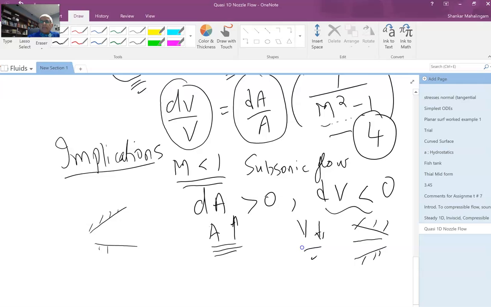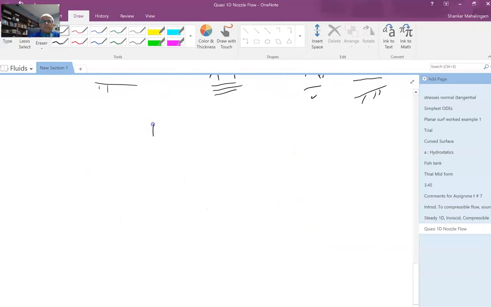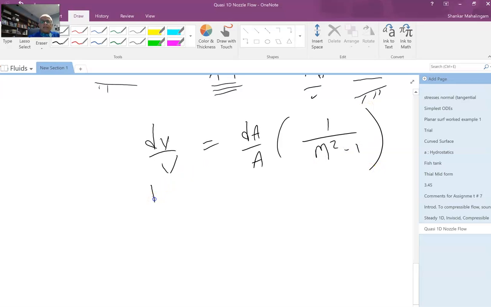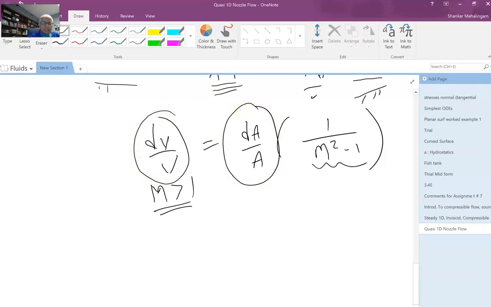However, let's look at the equation. I'm going to copy the equation one more time: dv over v equals dA over A times 1 over M squared minus 1. Let's assume the Mach number is bigger than 1. If the Mach number is bigger than 1, then M squared minus 1 is going to be a quantity bigger than 0. In other words, the left-hand side and the right-hand side would have the same sign. So dA and dv have the same sign, which means if dA is greater than 0, this would imply dv is greater than 0, right?